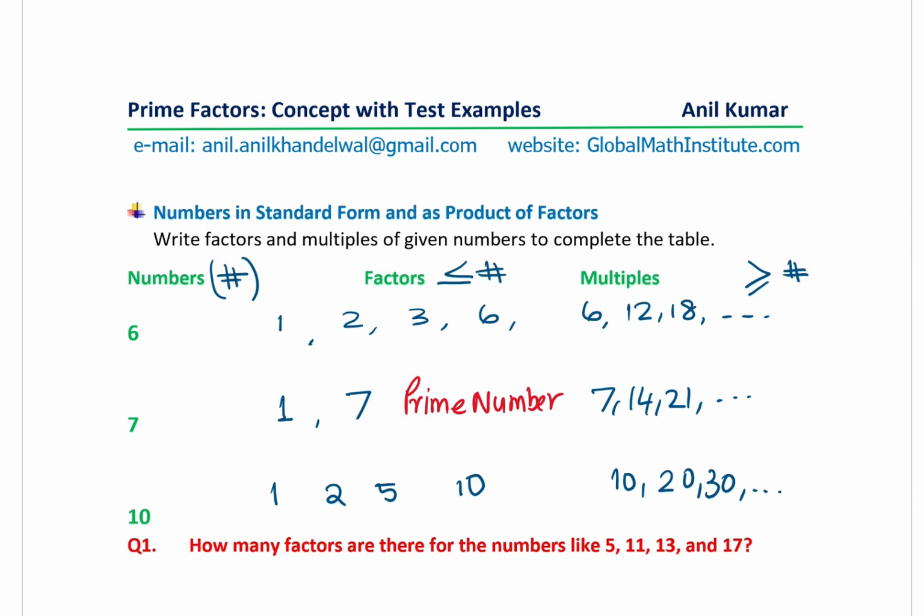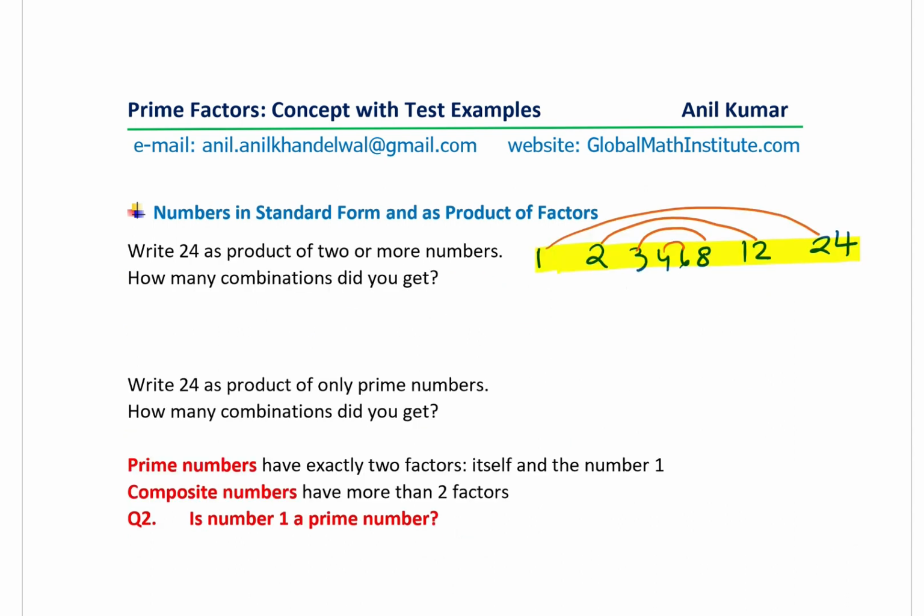So that is how we could actually understand what are factors. Now, the question for you is, how many factors are there for numbers like 5, 11, 13, and 17? So try to answer this particular question and then give their special name. Right? So that is a hint for you. Let's move on and take the next question. So as we move along, we'll actually understand the concept with the help of questions.